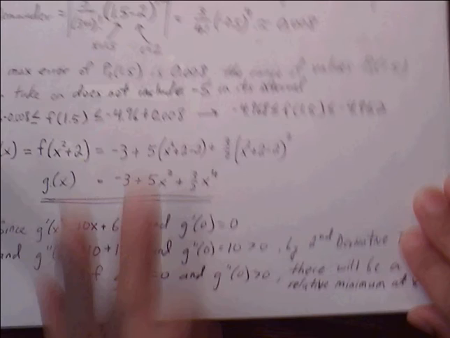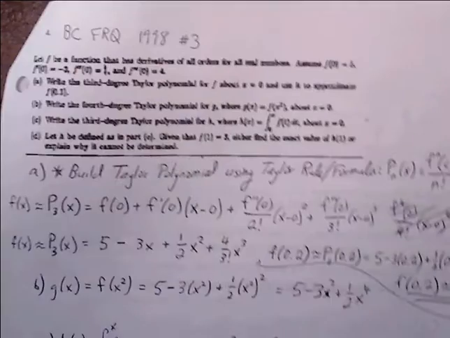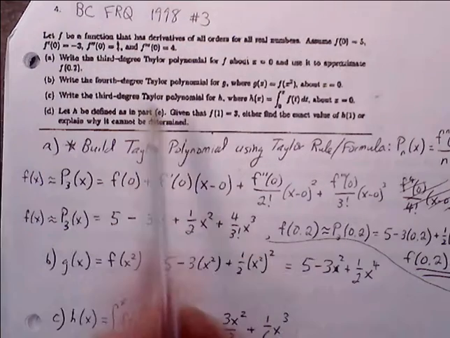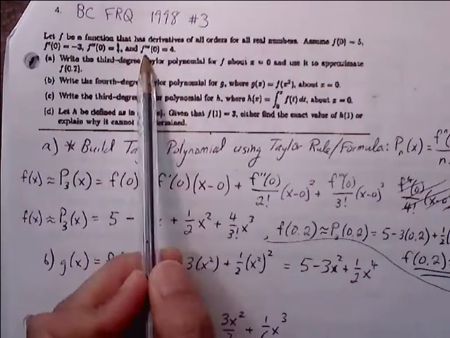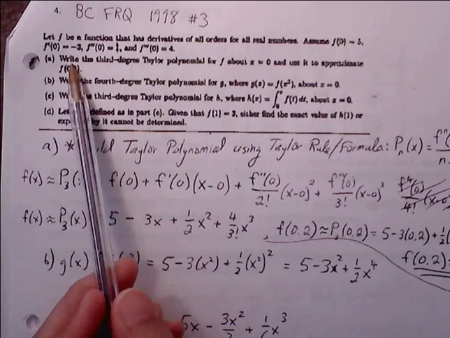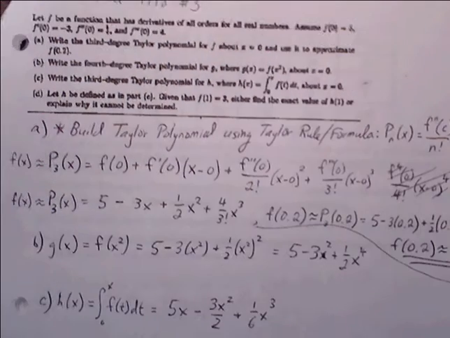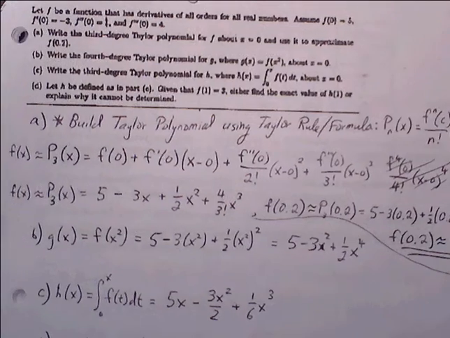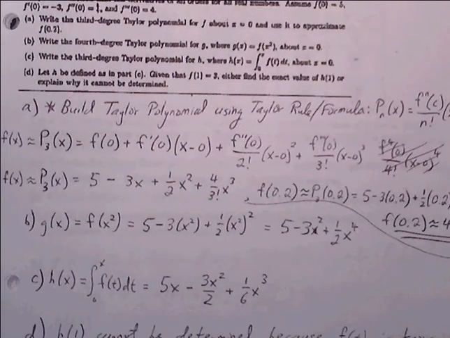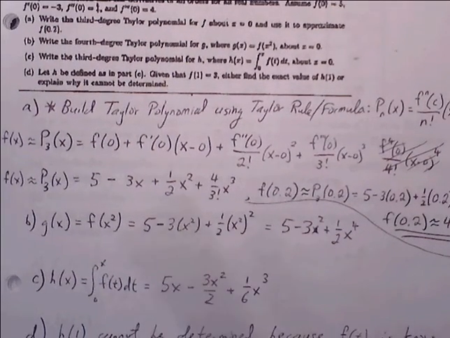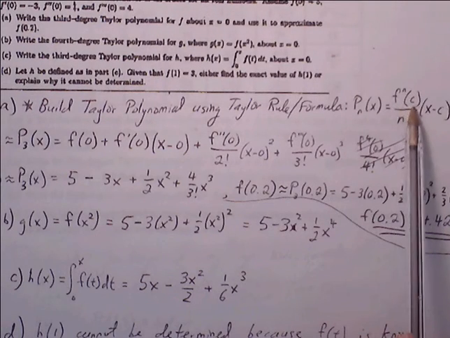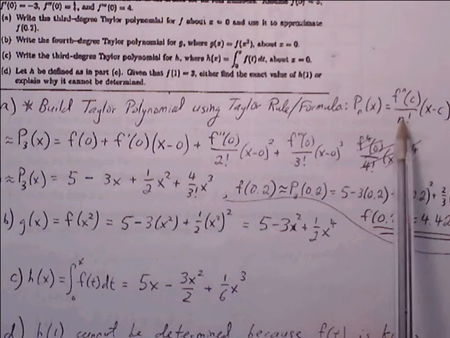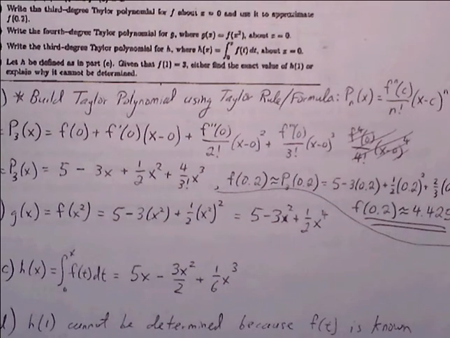Okay, let's look at number 4 here. Number 4 says, let f be the function that has derivatives of all orders for all real numbers, and we're given some values for each of the derivatives. We'll write the third degree Taylor polynomial and use it to approximate f of 0.2. We can build the Taylor polynomial using the formula given here, the summation of the nth derivative value at c over n factorial times x minus c raised to the n.